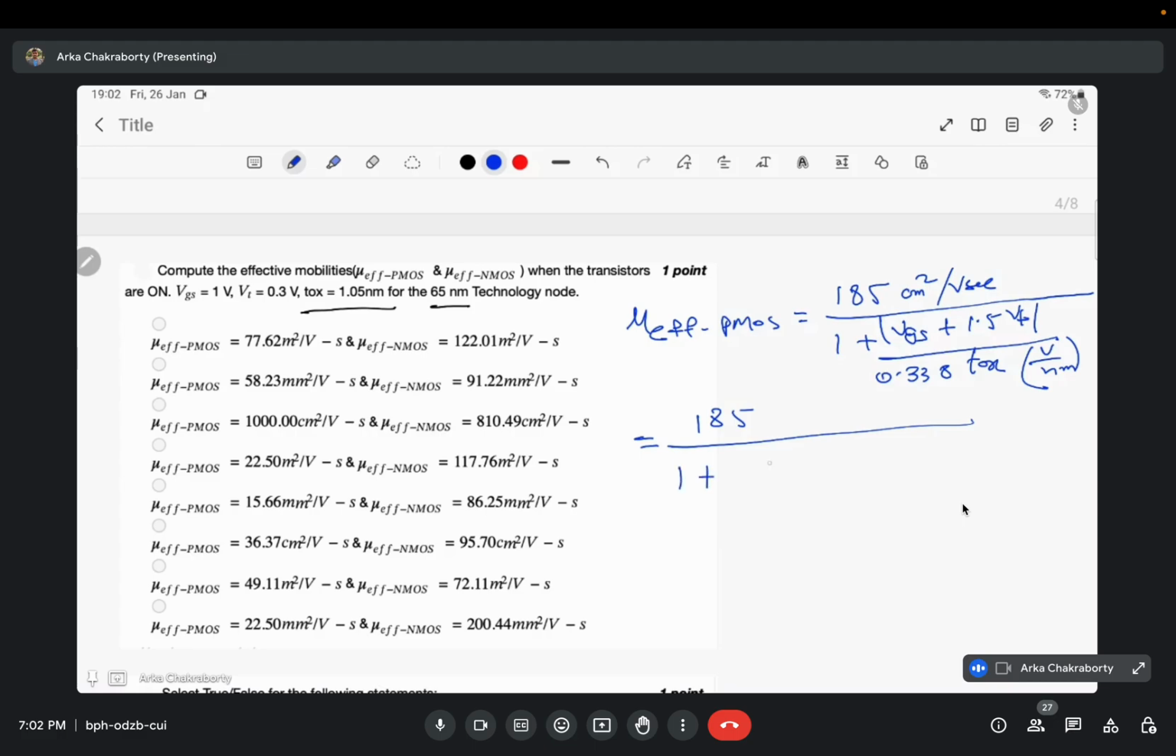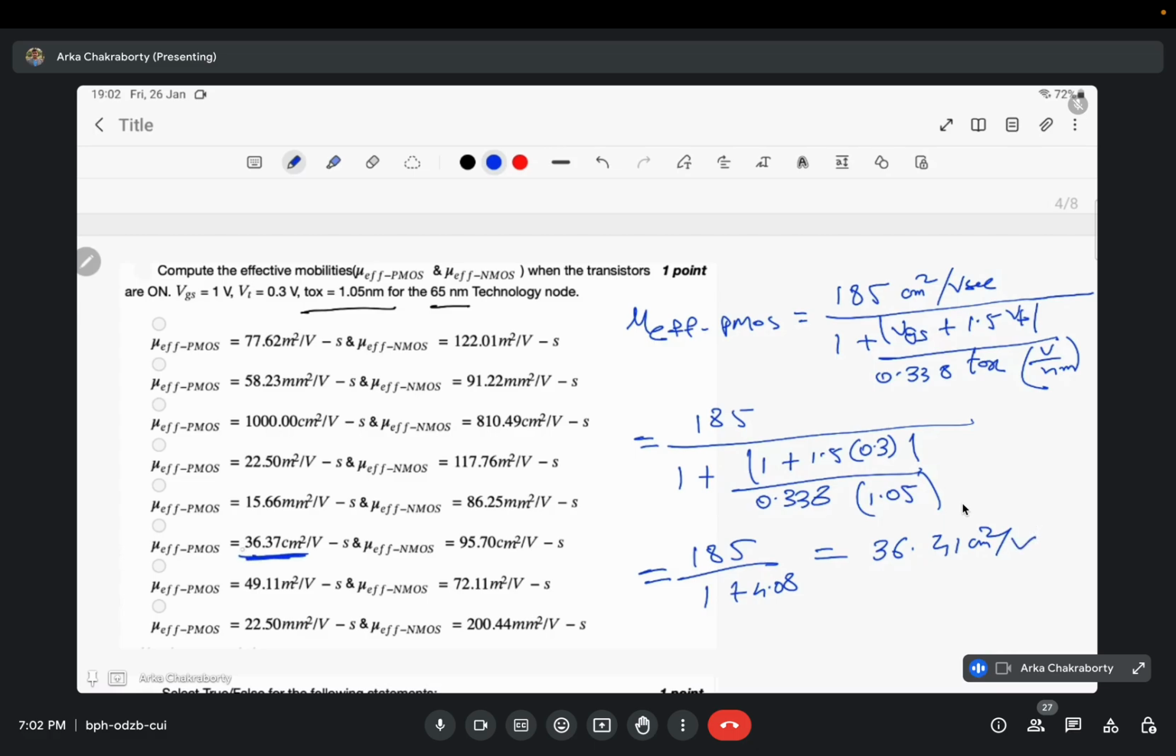you will get 1 plus, VGS is 1, plus 1.5 into mod 0.3, divided by 0.338 into TOX, which is given as 1.05 nanometer, and the nanometer will cancel, so I'll simply get 1.5. If you solve it, you will get the result as 125 divided by 1 plus 4.08, which equals 36.41 centimeter square per volt second. Here it is given as 36.37. So this is the answer.